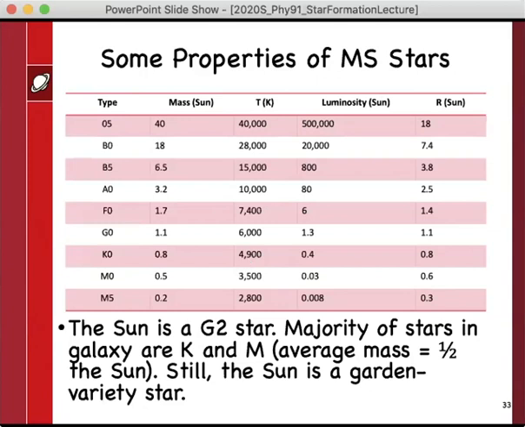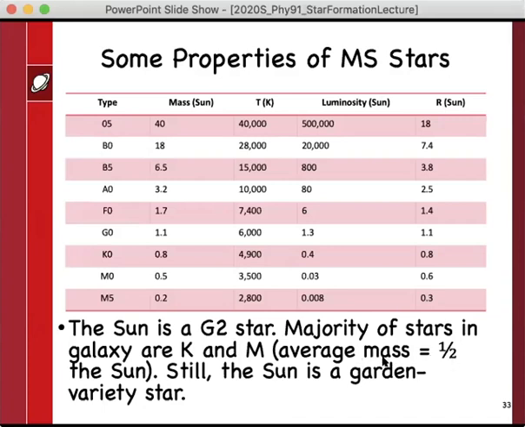Now, I just think it's the coolest thing ever that you can learn stuff about stars without having to actually go to stars. So these interesting trends, and just for fun, again, the sun is a G2 star. Turns out the majority of the stars in the galaxy are K and M. K and M kind of rule the galaxy by number.